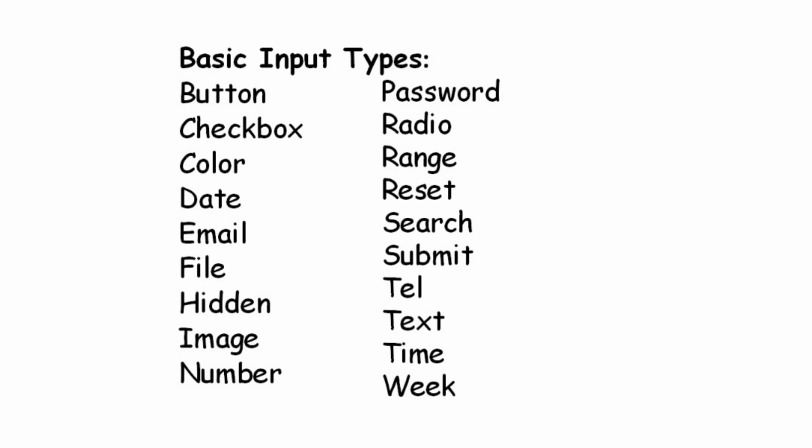Tel, it is meant for phone numbers. Text, it is for regular text input. Time, it lets users select a time. URL, it is for entering a web address. Week, it allows a selection of a week in the year. And if you don't specify a type, it defaults to text.